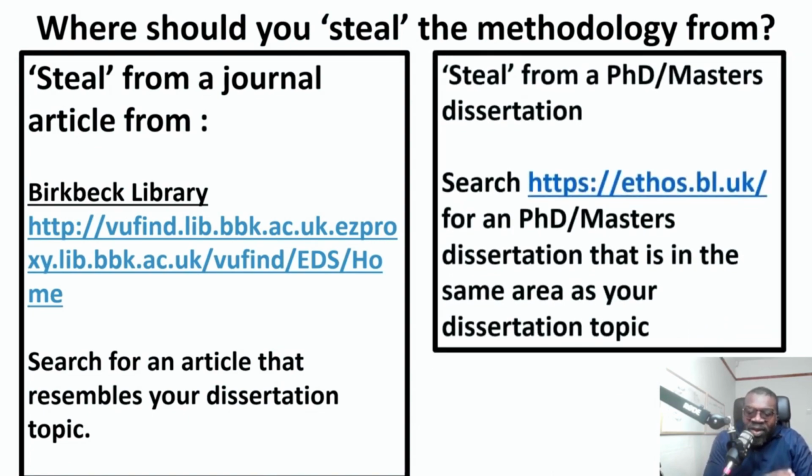Number 2, the best place to steal, bar none, is Ethos. Ethos is a repository for PhD and master dissertations. Search Ethos for a PhD or a master dissertation that is in the same area as your dissertation topic. I prefer PhD to journal articles because PhD methodologies are typically longer. Some journal article methodologies are just 1 or 2 paragraphs. Also, you can use Ethos to search for your supervisor's methodology in their PhD. Most PhDs completed in the UK will be stored by Ethos.